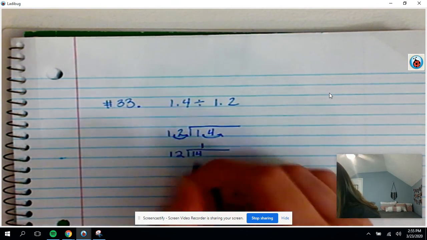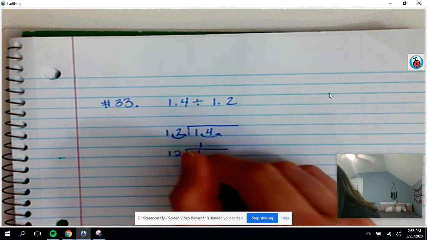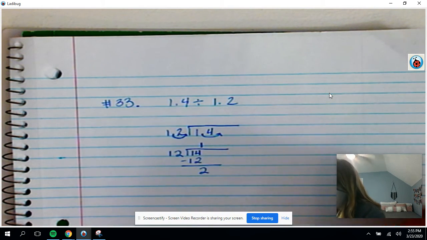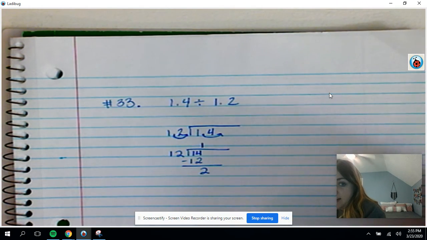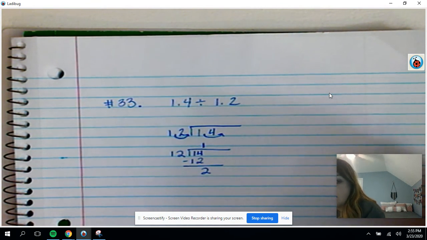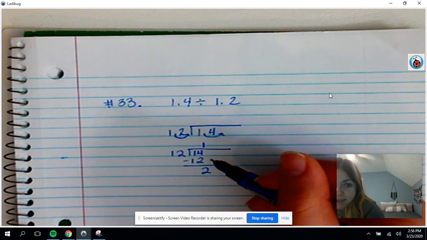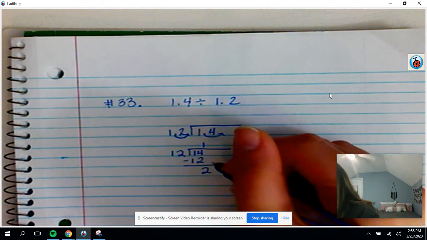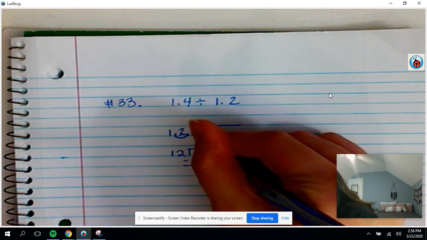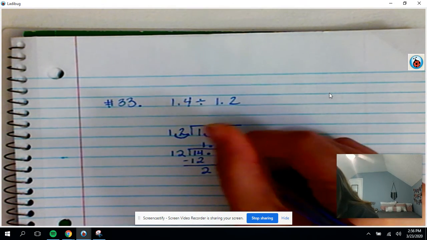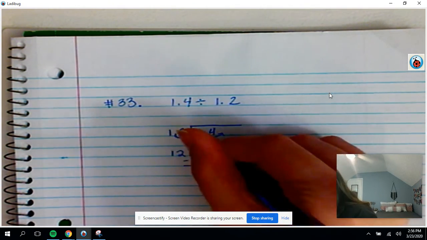1 times 12 is 12. We subtract that. 14 minus 12 is 2. Well, here we're stuck, and I don't think that worksheet wanted you to round it. It said to go to the hundredths place. So what we do at this point, we're going to bring down another 0. Okay, so I'm going to put a decimal here and put a decimal here, and then I'm going to put a 0 behind it and bring it down.